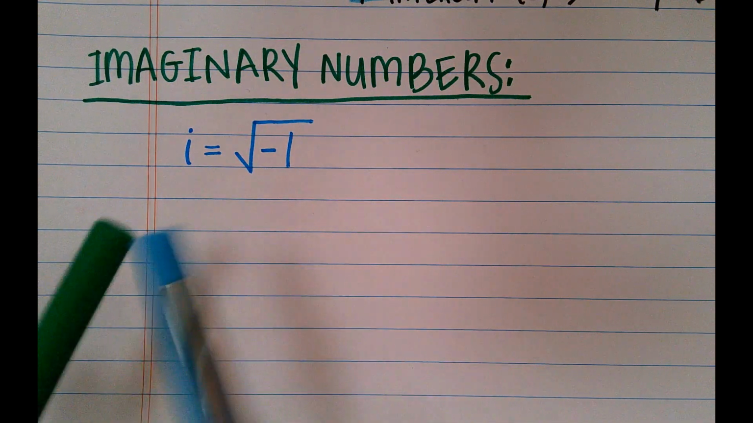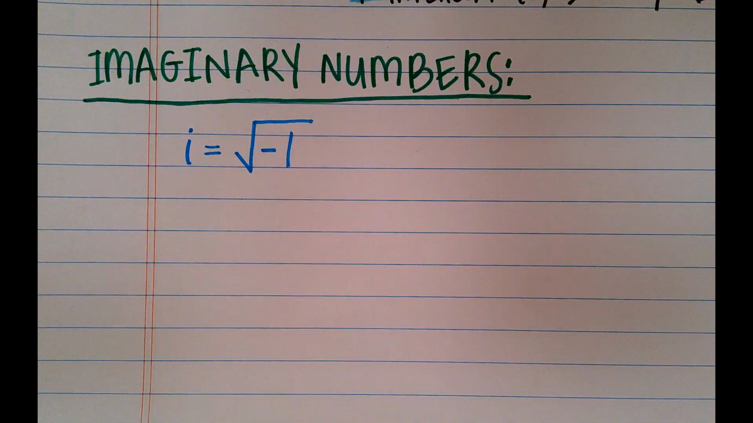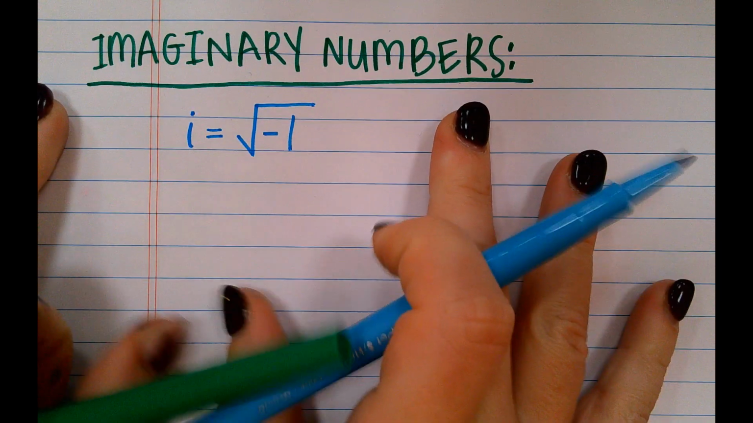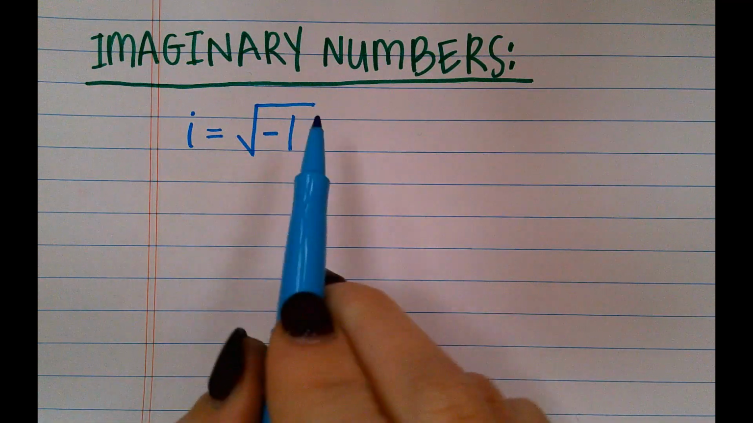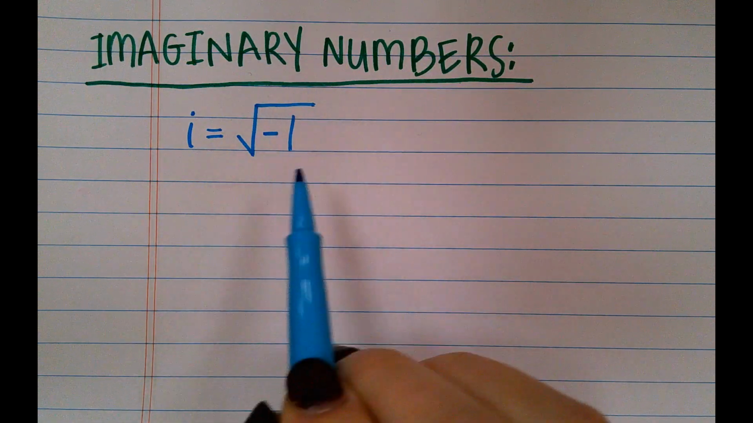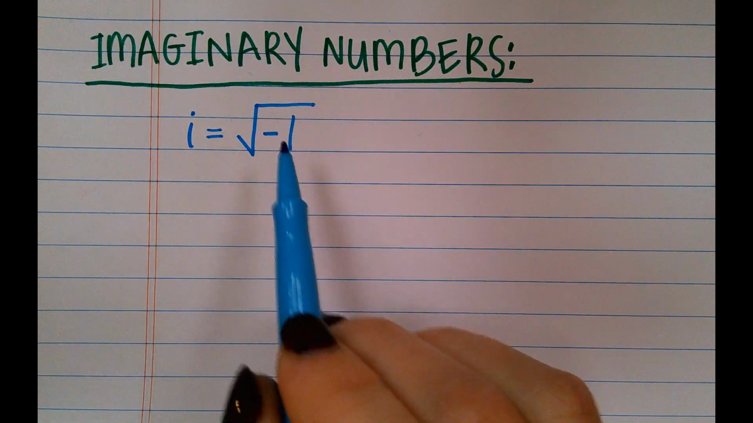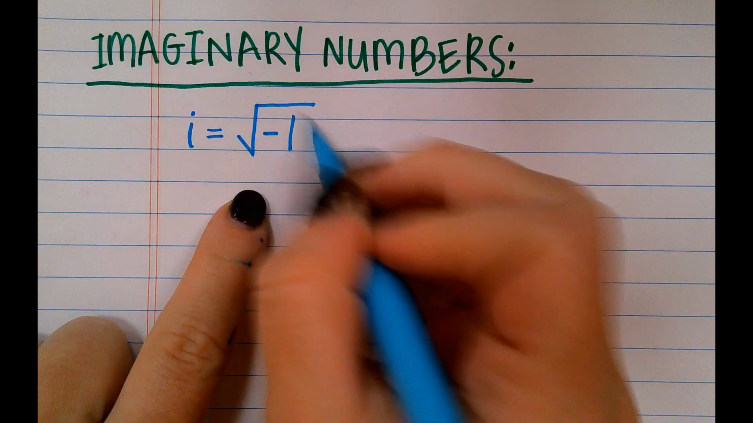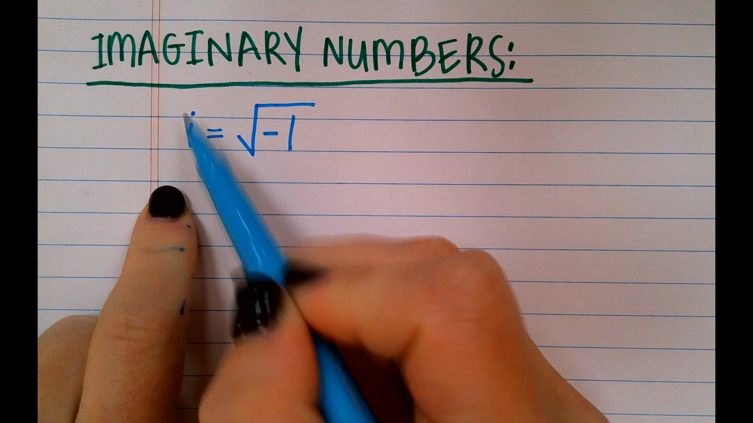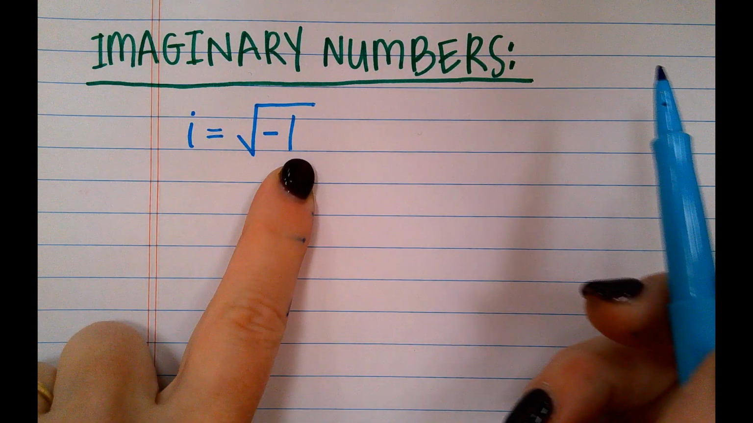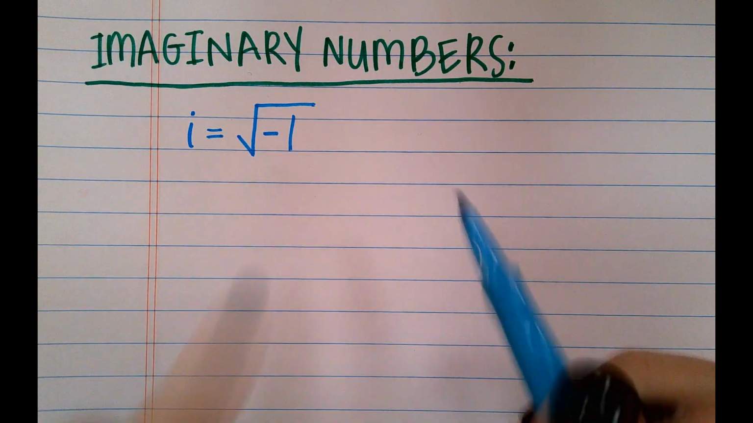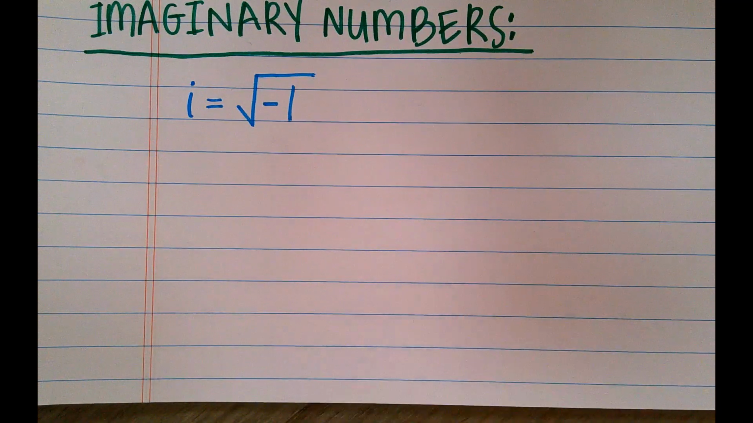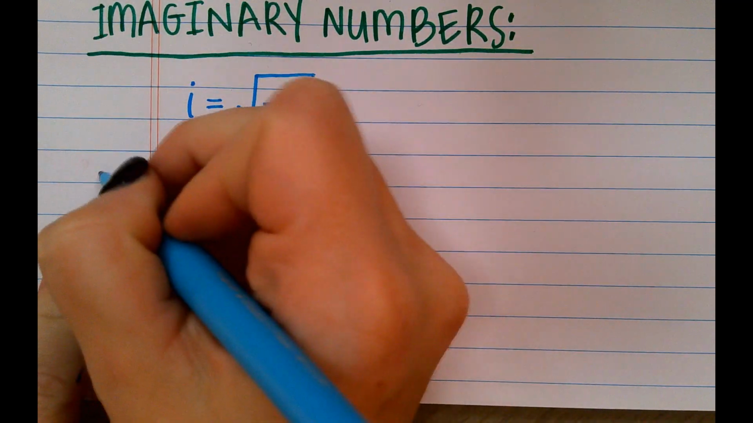This is how we use it in context. Sometimes whenever you are solving a problem, you're going to end up with a negative number under the square root, like this. Whenever this happens, we use the letter i instead of solving it. Now, what on earth does that mean? I'm going to show you an example.